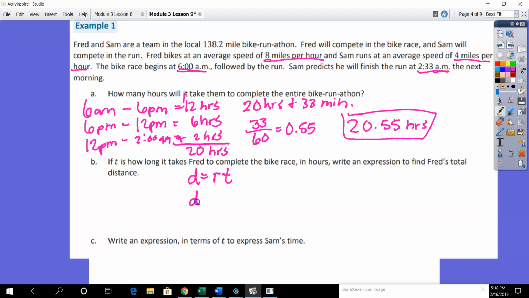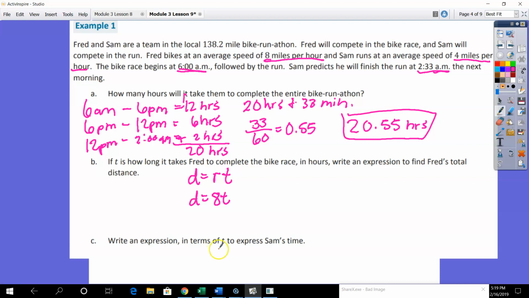the distance is equal to his rate. So Fred's rate was 8 miles per hour. 8 miles per hour times the time. So if we multiply 8, his speed, times the amount of time that it takes him to do it, we'll get how far he's going. Write an expression in terms of T for Sam's time. So this was for Fred's.